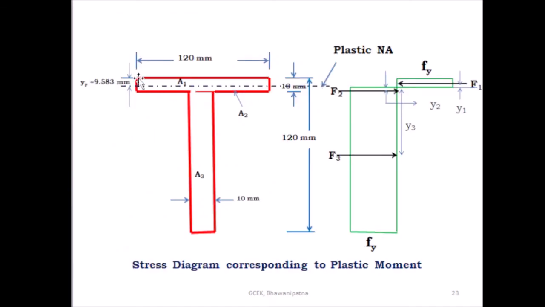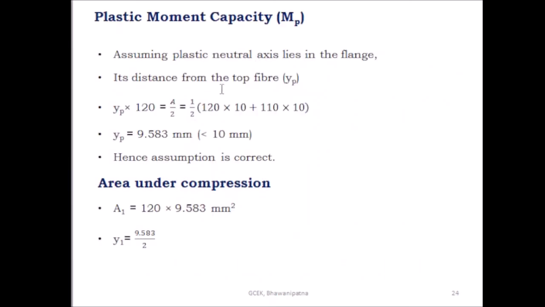You have to take, this is the top fiber and this is the plastic neutral axis, and this distance you have to take as yp, and this yp is what you have to find out. So its distance from the top fiber is yp. So how will you find out this yp?